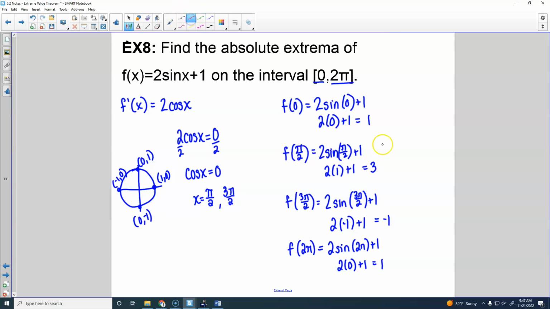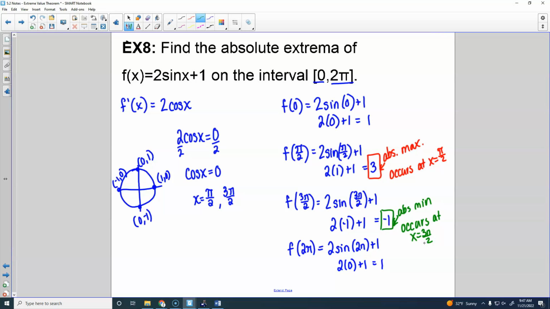So our absolute max is 3, and it occurs at x equals pi over 2, and then our lowest value is -1. So this would be our absolute minimum. And it occurs at x equals 3 pi over 2.